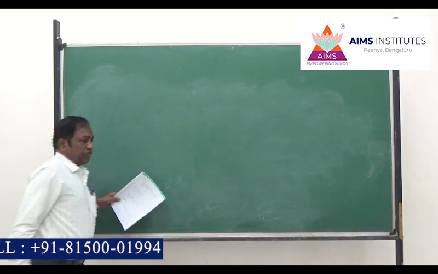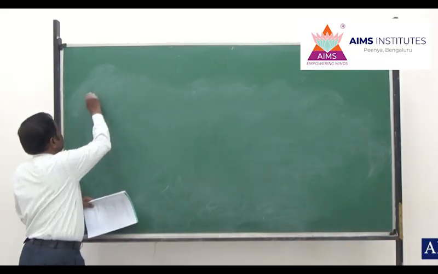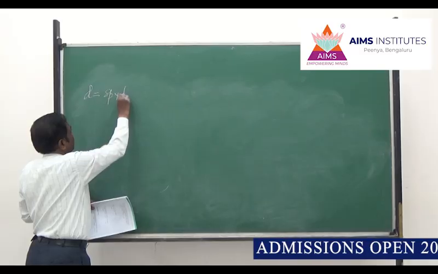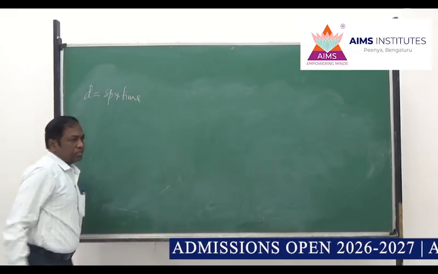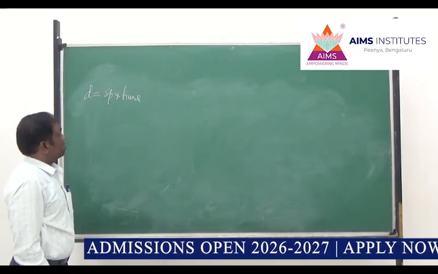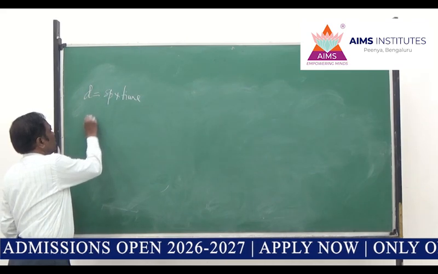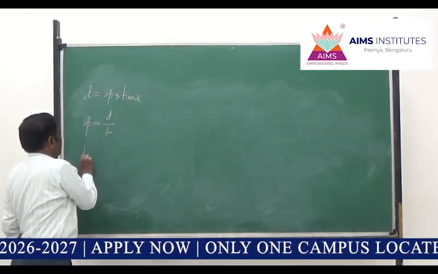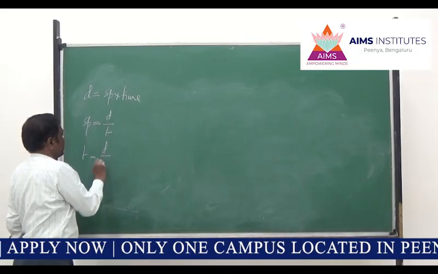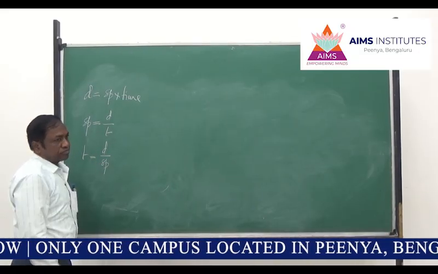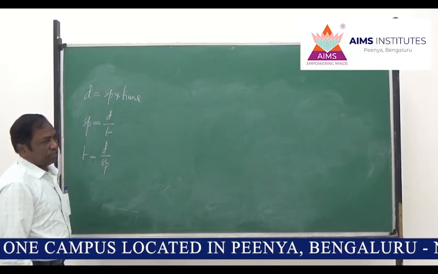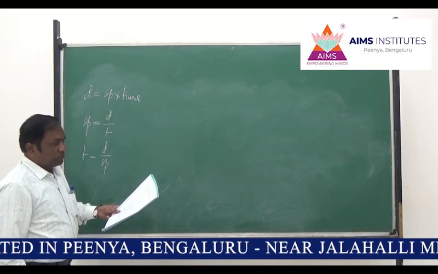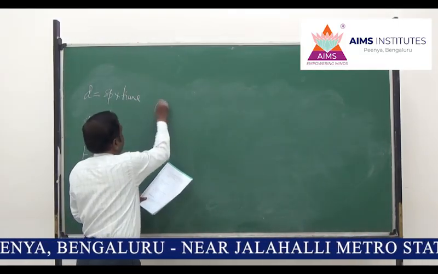Time, distance and speed. The basic structure of distance: distance is equal to speed into time. And speed is equal to distance by time. And time is equal to distance by speed. Now we can see, a train runs at an average speed of 75 kilometers per hour.